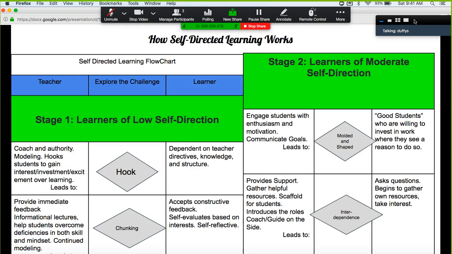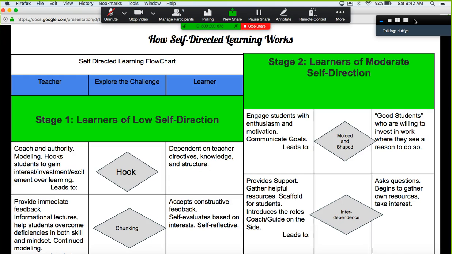In this area, the teacher takes on what would be considered the more traditional teacher role of being a coach and an authority figure in the classroom, while the student is very dependent on the teacher directives and the teacher's knowledge. As the teacher provides feedback and additional information to the students, they begin to take that feedback and apply it to their thinking and begin to develop additional skills that will allow them to transition to the second stage of self-directed learning.